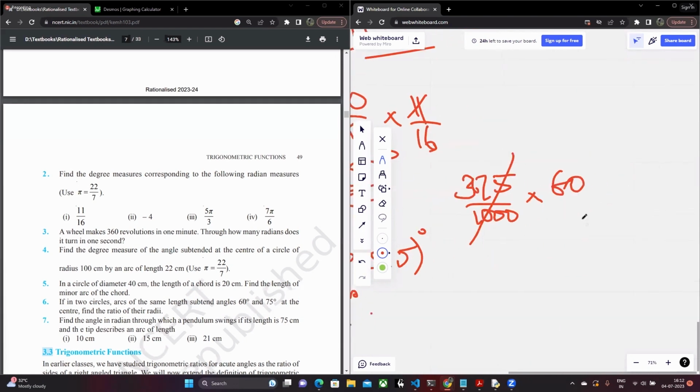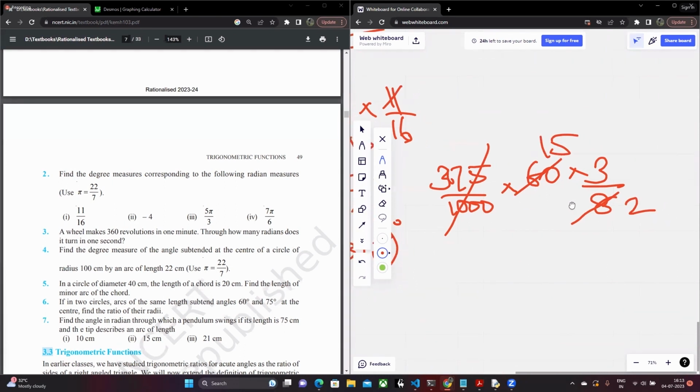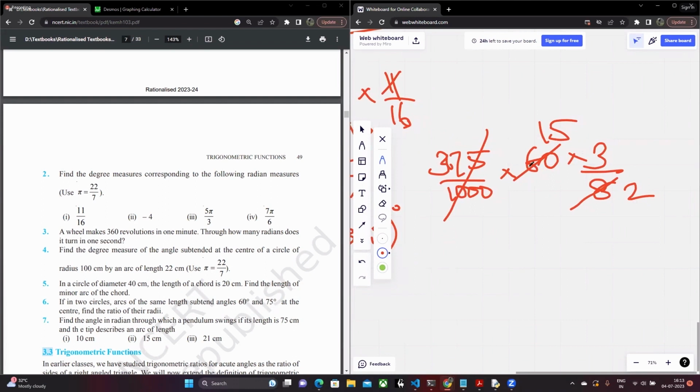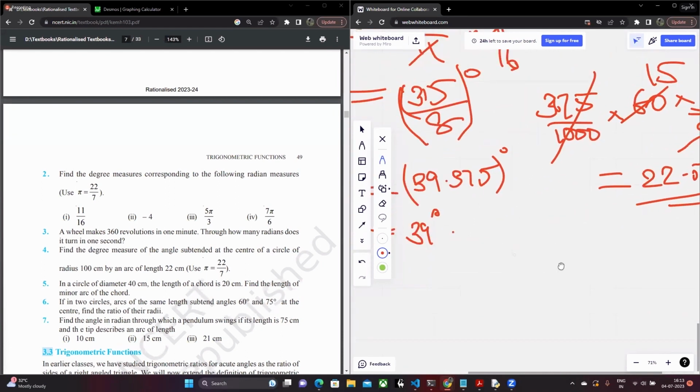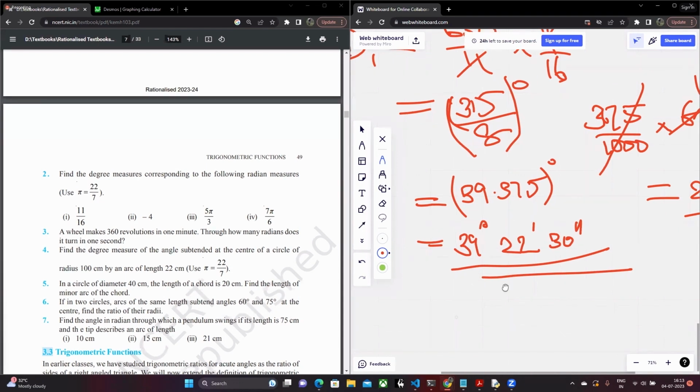This is basically 60 into 3 divided by 8, right? Here you're left with 2, here you have a 15. So this 15 is a 45 by 2, that is 22.5, right? So you have 22.5 minutes. So I'll write this as 22 minutes and 30 seconds, right? That is going to be the degree conversion: 39 degrees, 22 minutes, 30 seconds, right?